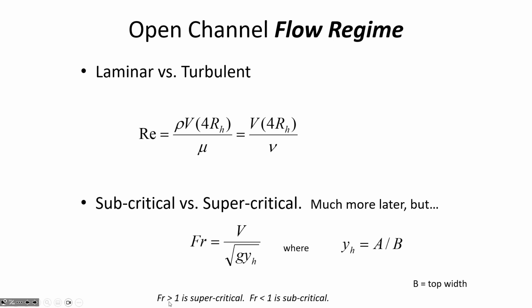But when the Froude number is greater than 1, then the flow regime is supercritical. If the Froude number is less than 1, then the flow regime is subcritical. So this will be important when we're talking about things like hydraulic jumps, flow under gates, and how the water behaves when there are non-uniform flow characteristics. The Froude number is important.